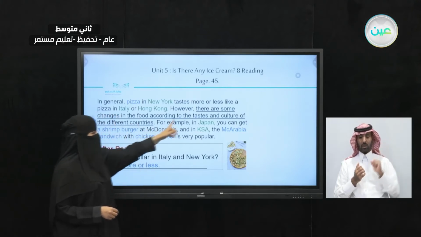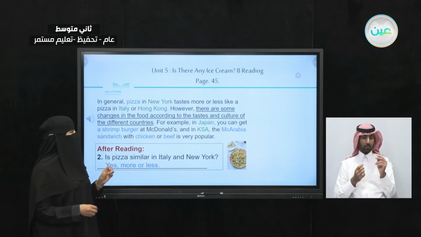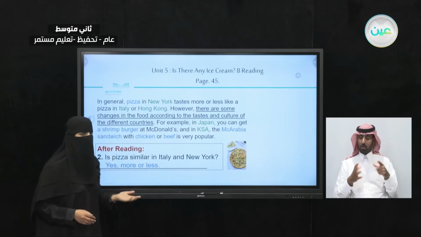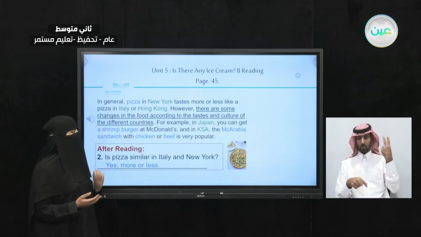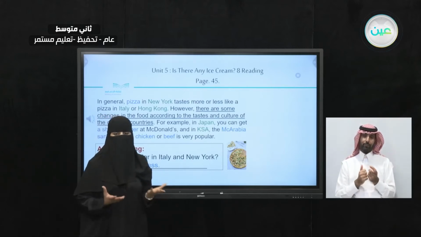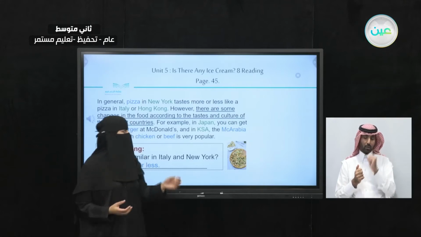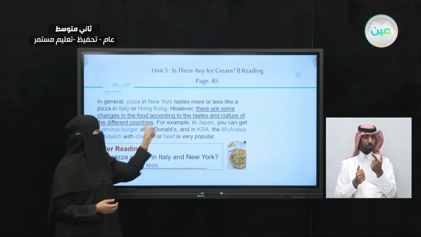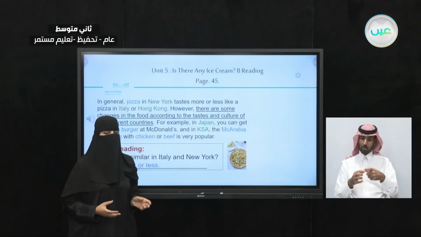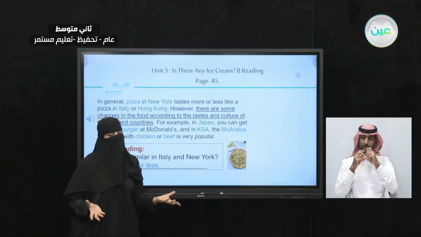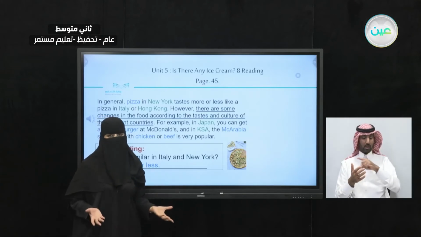Now, let's take a look. So at this part here, there are some changes in food according to taste and culture, two factors that can be different in different countries. So these factors can change food in certain countries. What are these factors? The tastes and cultures. Now, what is an example for this? It's this here. In Japan, you can get a shrimp burger. So it's famous in Japan, but not famous in other parts of the world.